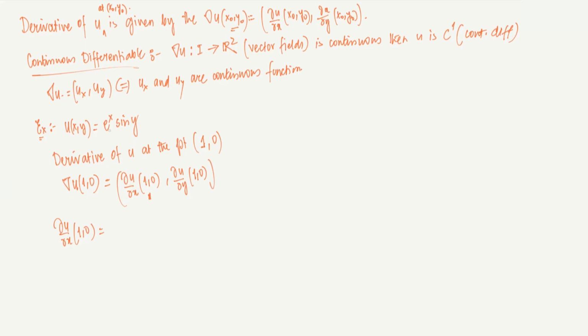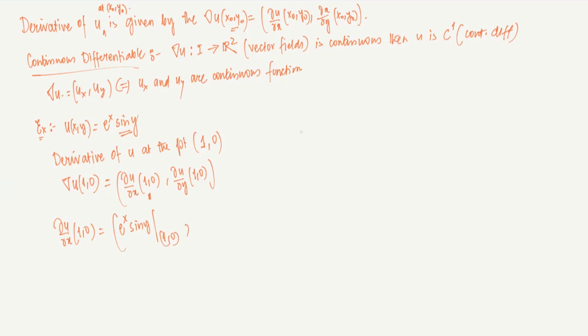So in this case, the partial derivative of u with respect to x: this sine y term is your constant term. Y is fixed, so sine y is fixed. So only e power x is varying. The derivative of e power x is e power x, so it becomes e power x sine y, evaluated at the point (1, 0).